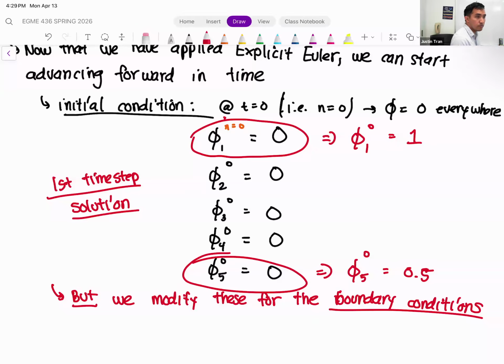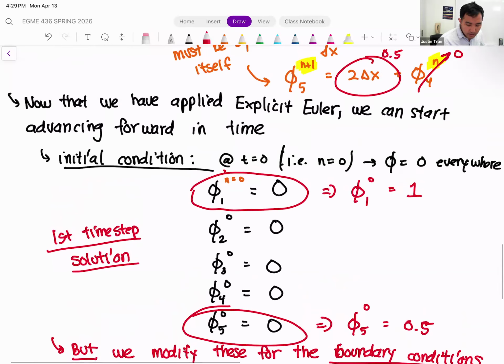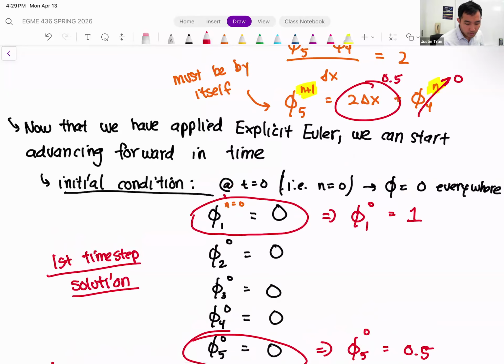Sir, yes. How did you get that? What is phi4 for? So phi4, this is stuck at the initial condition, which is just 0. So phi5 here at n plus 1 is 2 times delta x. Delta x is 0.25. So 2 times 0.25 is 0.5. And then for phi4, we plug in 0, which was the value for the initial condition. Is that just because of the definition? Exactly, yeah.